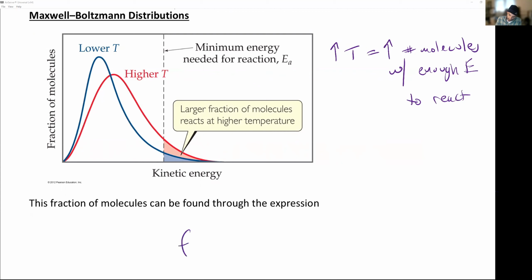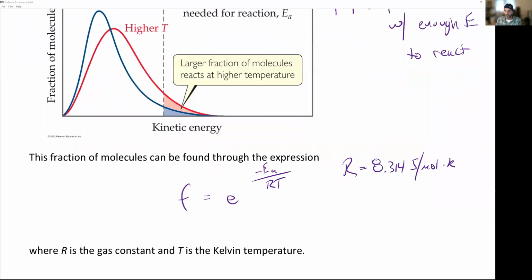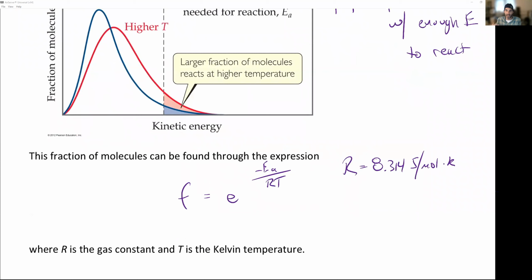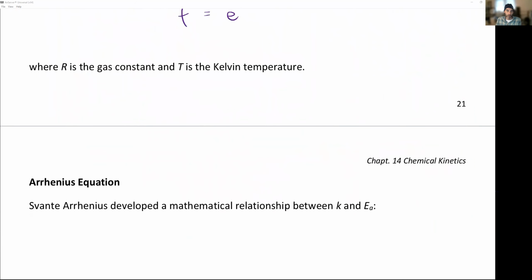This is the Maxwell-Boltzmann equation: the fraction of molecules that can react, f, is equal to e to the negative activation energy over RT, where R is the ideal gas constant, 8.314 joules per mole K. We don't really need to know this one. It's just the idea that the fraction of reactable molecules has to do with energy, temperature, and that ideal gas constant. And temperature, again, is always in Kelvin.